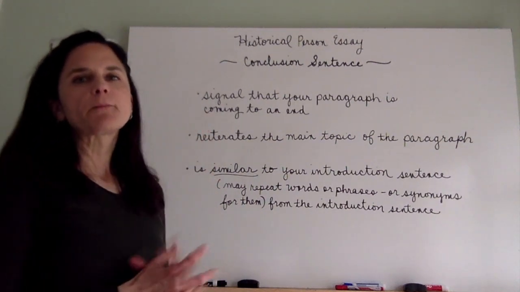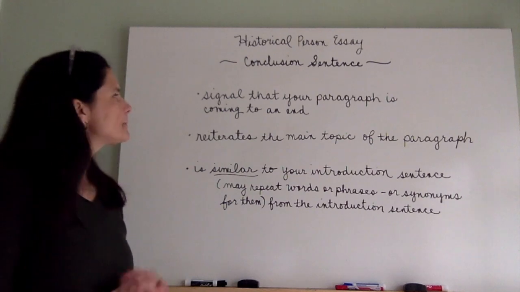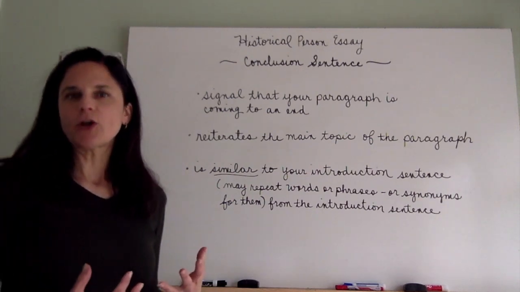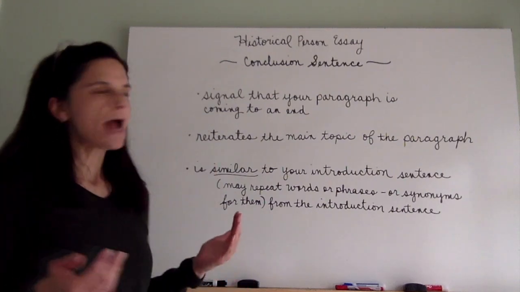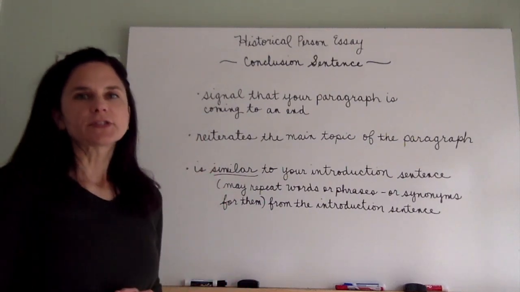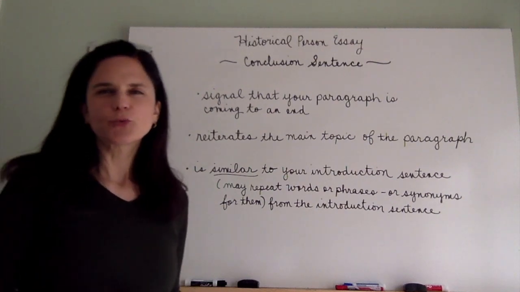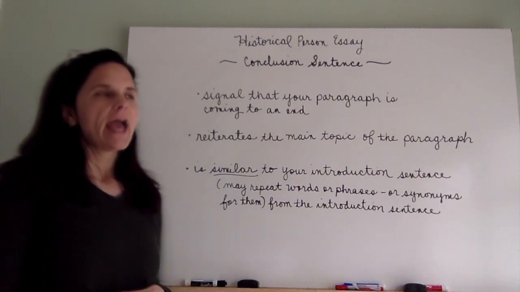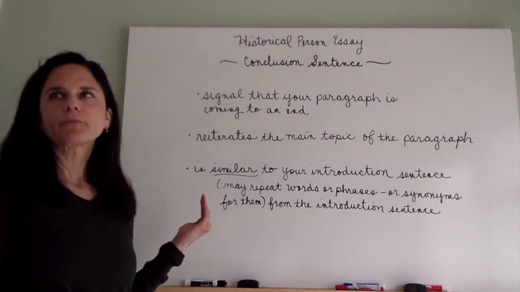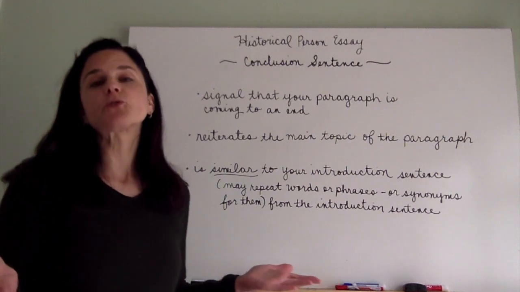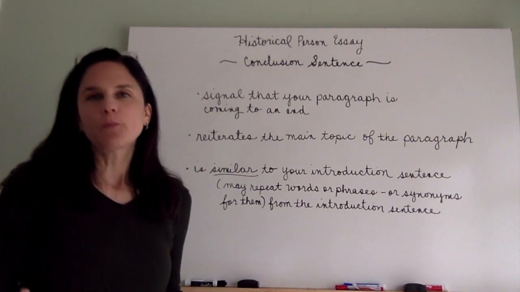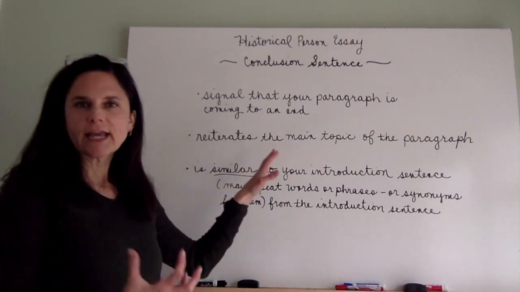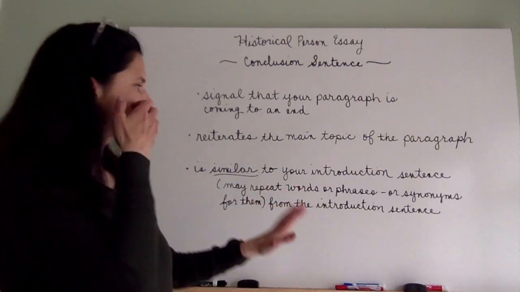The first thing that we need to remember is that your conclusion sentence is important because it's a signal that your paragraph is coming to an end. Your reader needs to know this. This is the end of the paragraph. And in the conclusion sentence, you're really, in a way, just reiterating or restating the main topic of the paragraph. And in your paper, the main topic is who this person was, why they're important to our country and to our nation's history. So that's what you want to be restating or reiterating in your last sentence.